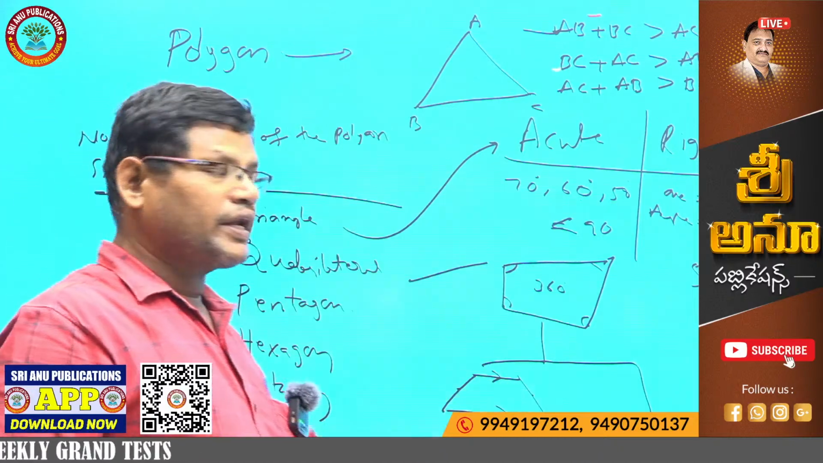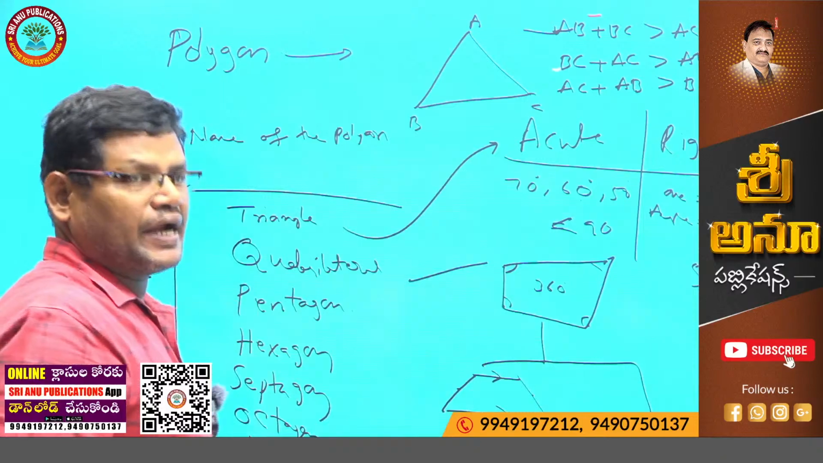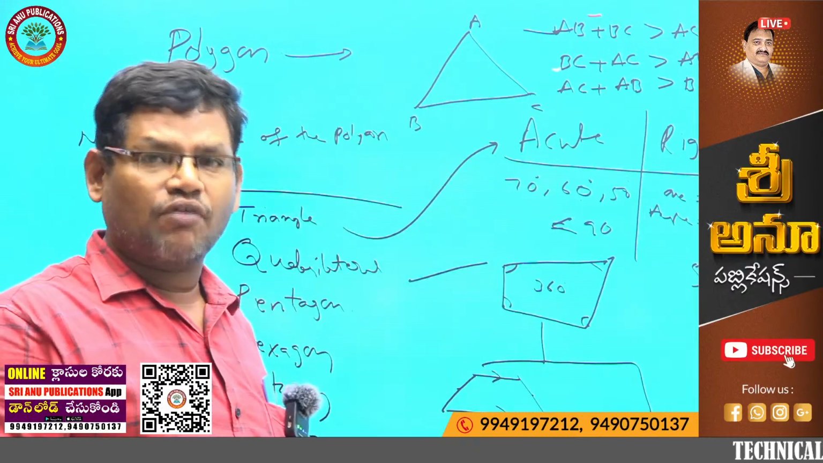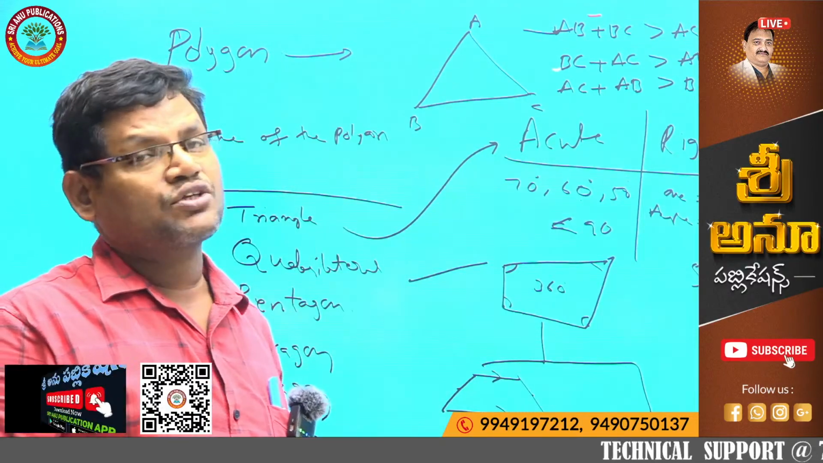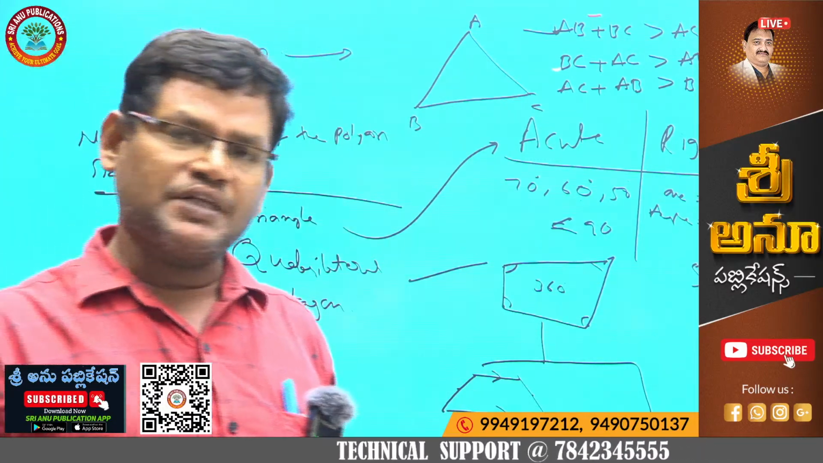Suppose these two non-parallel sides of the quadrilateral are equal, then it is called an isosceles trapezium.